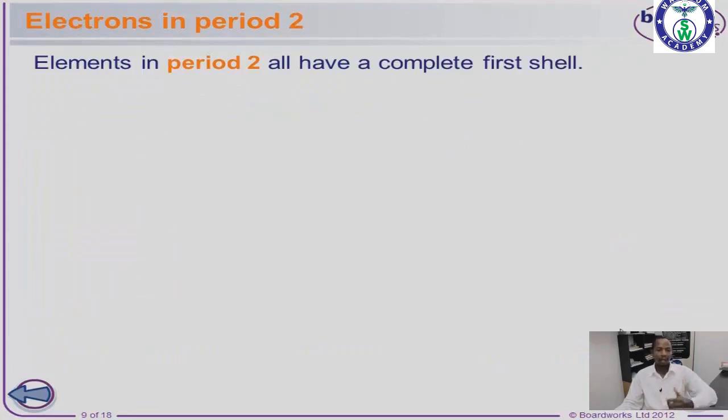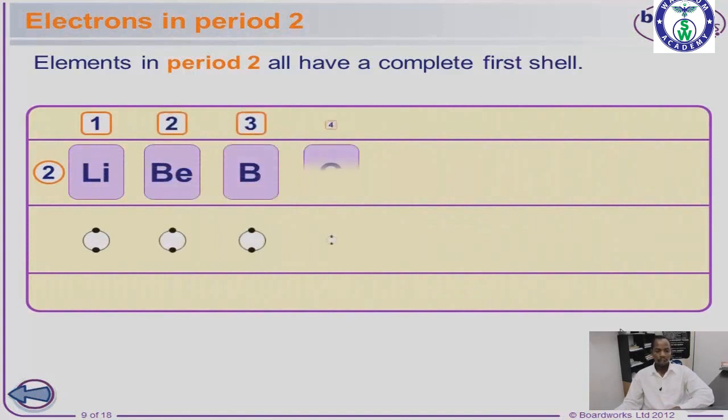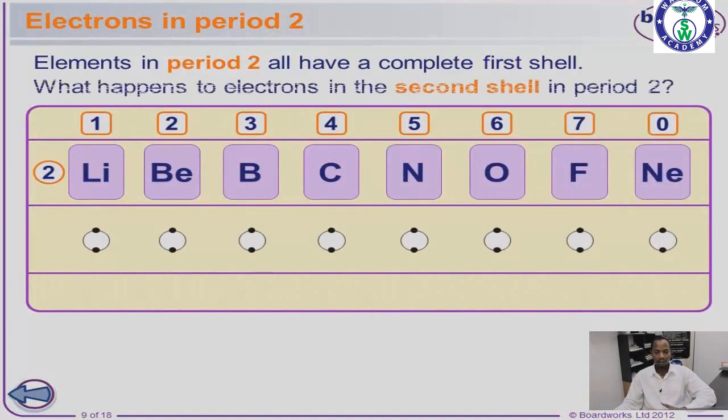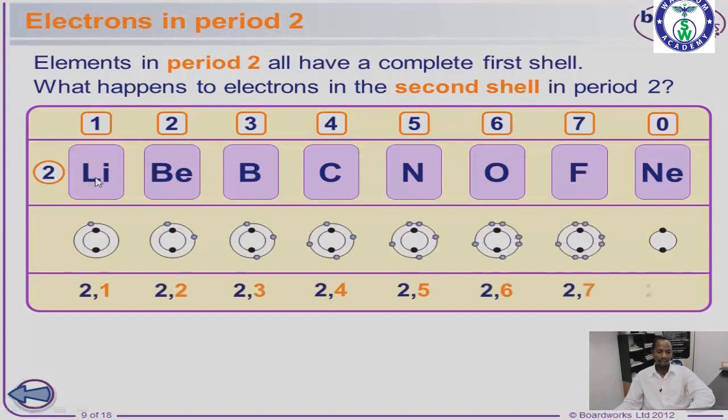Now let's take a look at electrons in period 2. What are the electrons in period 2? In period 2 we have atoms such as lithium, beryllium, boron, carbon, nitrogen, oxygen, fluorine, and neon. If you take a look at them, elements in period 2 all have a complete first shell, because the atomic number is greater than 2, like 3, 4, 5, 6, starting from lithium.